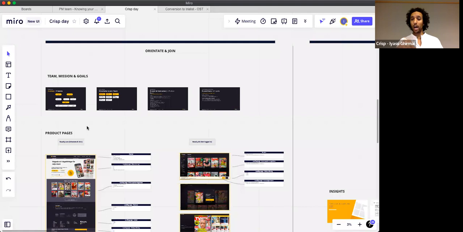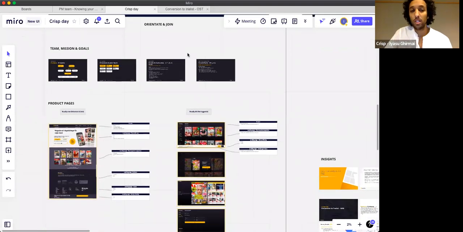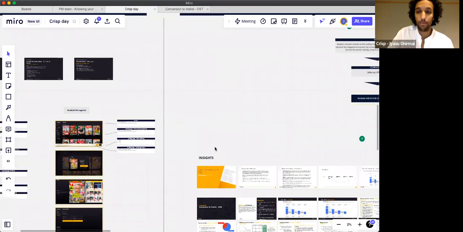So we're going to do an app. And you don't really know why you're doing an app. You're just like, okay, and then you proceed. Now, I try to be as transparent as possible. So basically, everything from the team mission to goal down to the breakdown of the different product pages.